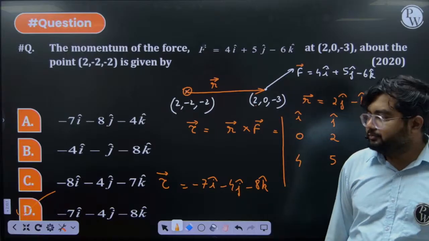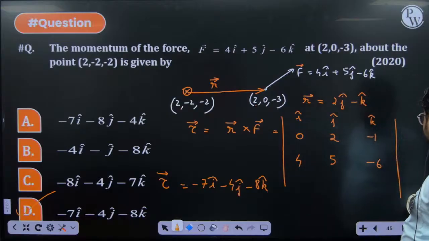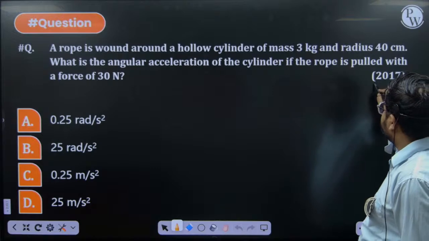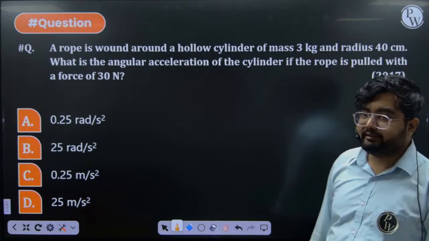We shall take a break of 5 minutes and then we shall continue. Till then, you can try to solve this question which was asked in 2017.